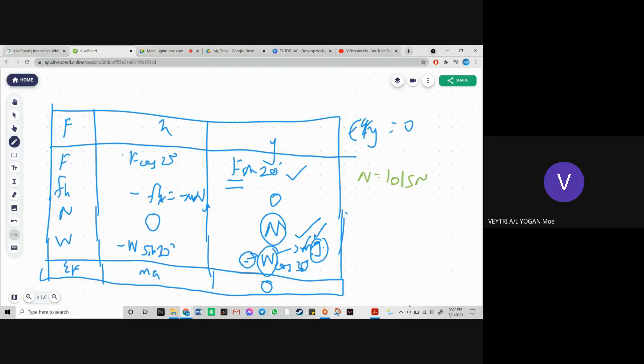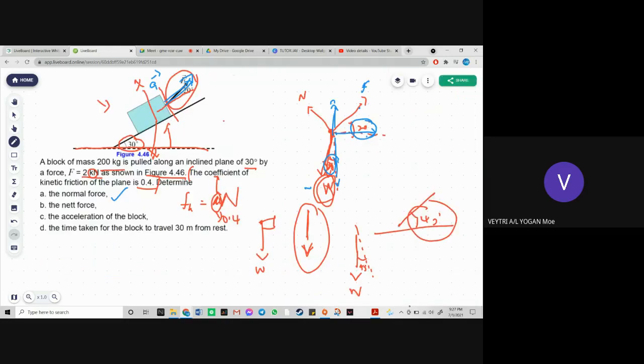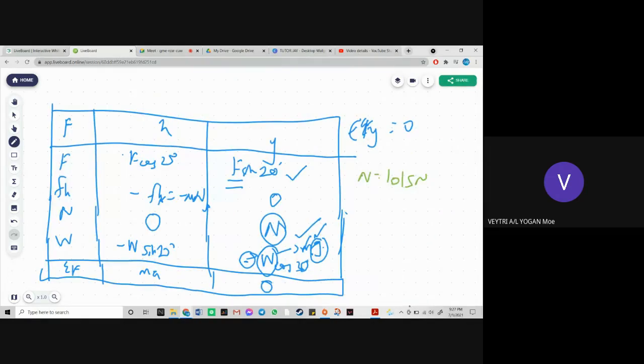Next, for the second one, they asked us to find net force. The net force here is in your x component, because it is directed along the inclined plane. If you see over here, it is moving along the inclined plane on the x component. That is why the net force will be in your x component. Here you have to add this and this. For your second question, force net equals summation of Fx, because the net force is directed along the inclined plane surface.